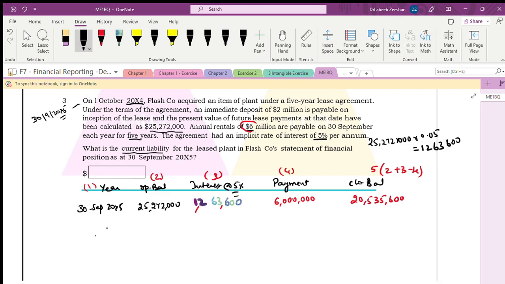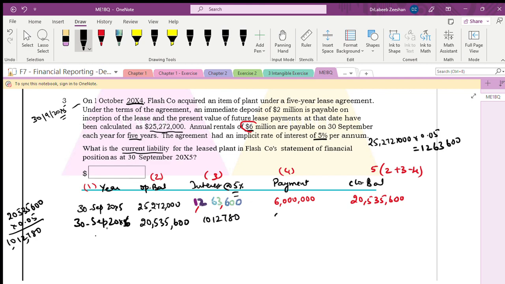Now what we want to know is the current liability. On 30th September, what is the current liability which you are going to pay in the next year? We are ending on 30th September 2005. What is the opening balance? 2,535,600. Okay, 2,535,600 times 0.05. How much will we get? 101,780.